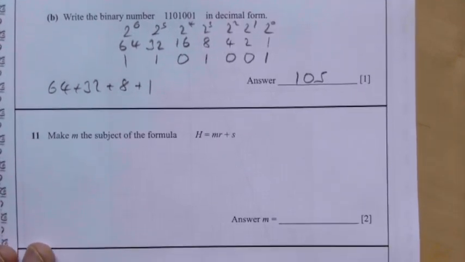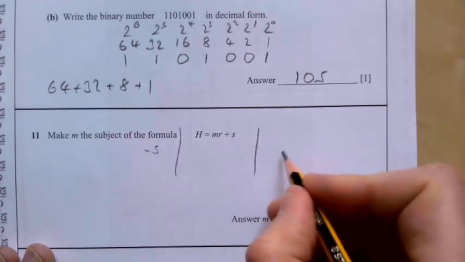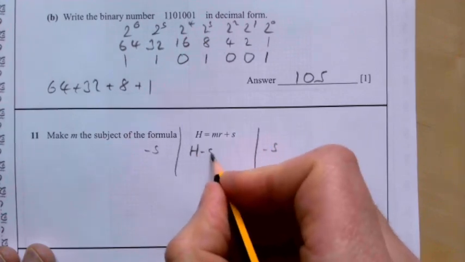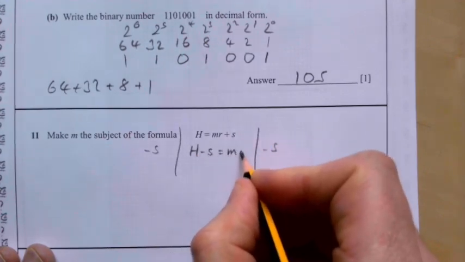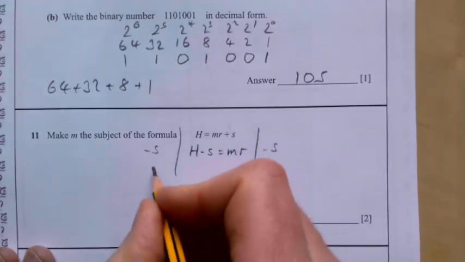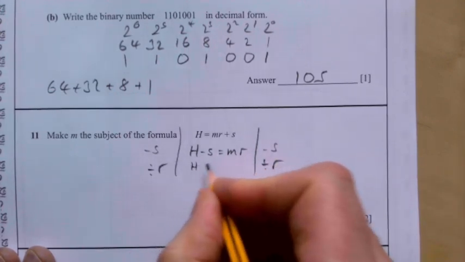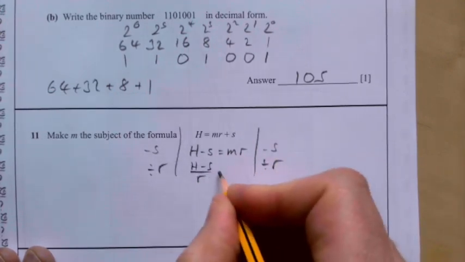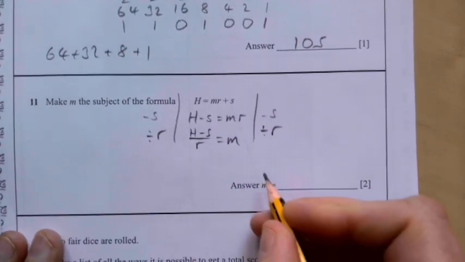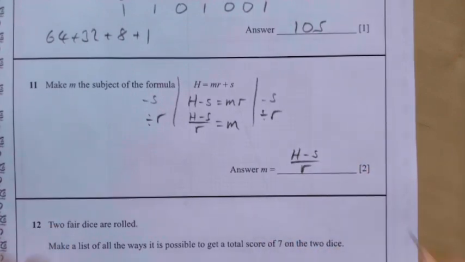Make m the subject of the formula. So I would want to subtract s from both sides. So that's h, take away s, equals mr. I want to get the m on its own. It's currently multiplied by the r, so we would do opposite to that. I would divide, and so it would be h take away s all over r equals m. For our final answer, we want it written then just the other way around. So m equals h take away s all over r.